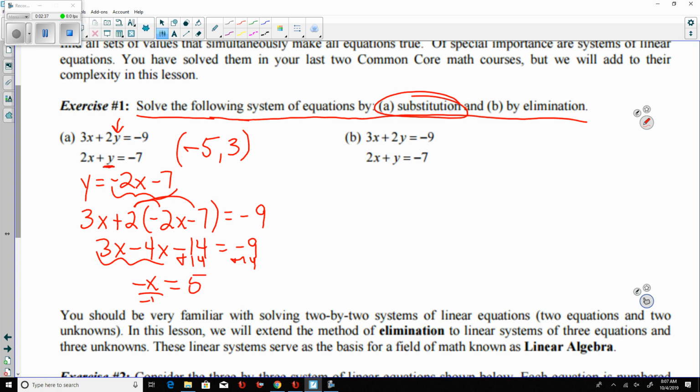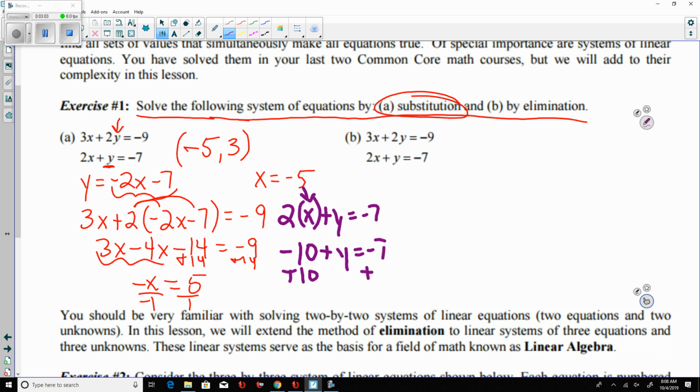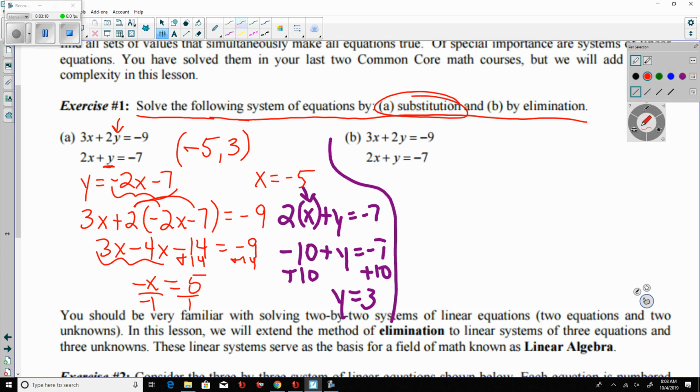And then you need to divide by -1. And I have x equals -5. Once you find that value, you then take the x and plug it into one of the equations. Either one is fine. So I'm going to plug it into the second one, 2x plus y equals -7. Put the -5 right in there. So I have -10 plus y equals -7. Add 10 to both sides. y equals 3. And that is solving by substitution.